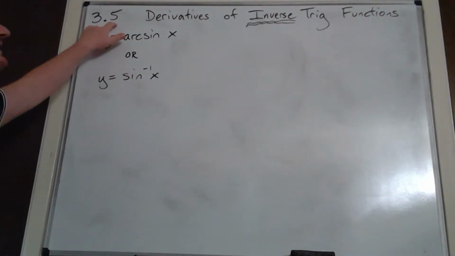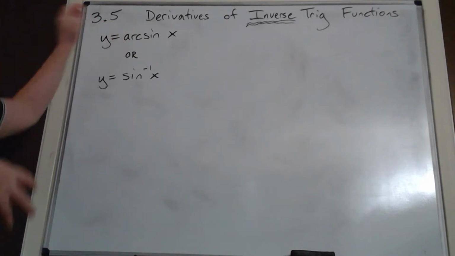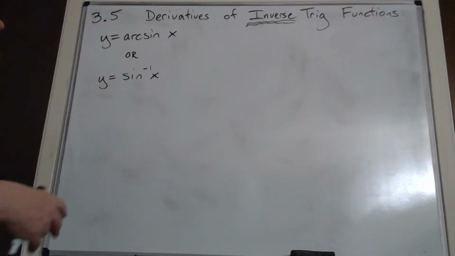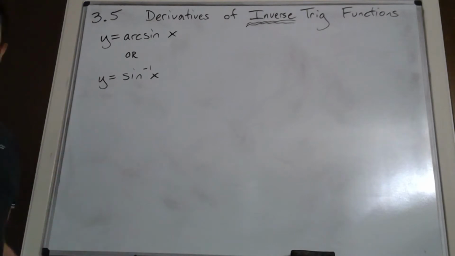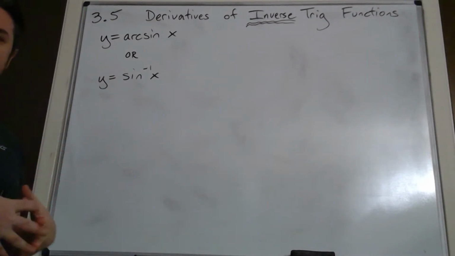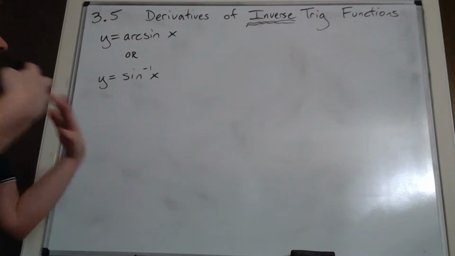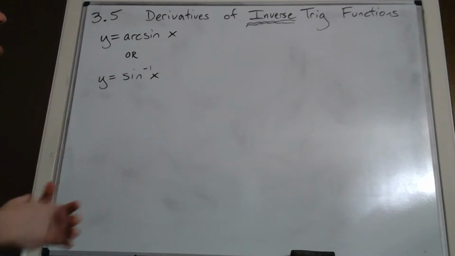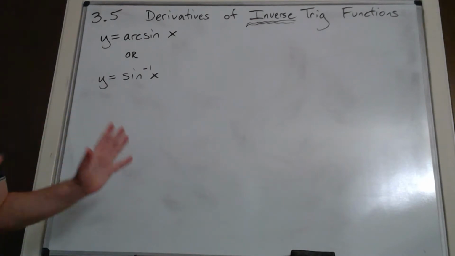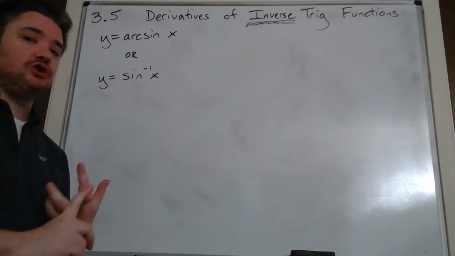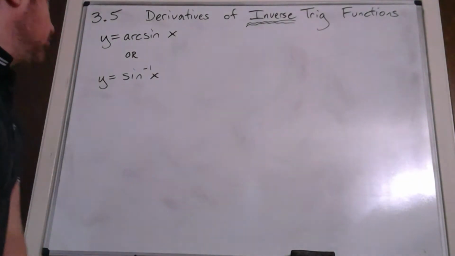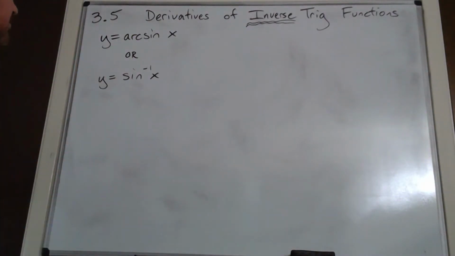In section 3.6, we use the same technique that we're going to use here, implicit differentiation, to find the derivative of natural log of x. That one's a little bit more straightforward, so it's still an example of using the implicit technique. This one goes a little overboard because I'm going to be using the unit circle, right triangles, lots of trig review. So let's go in here.